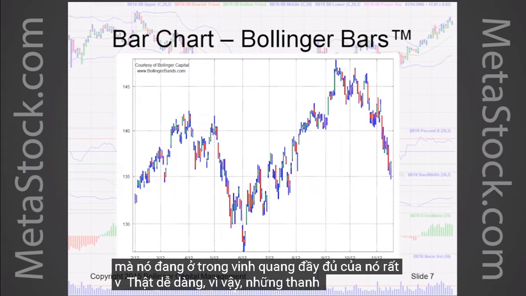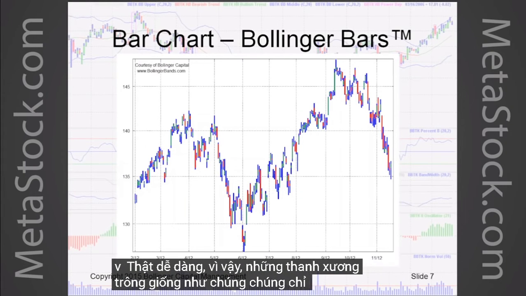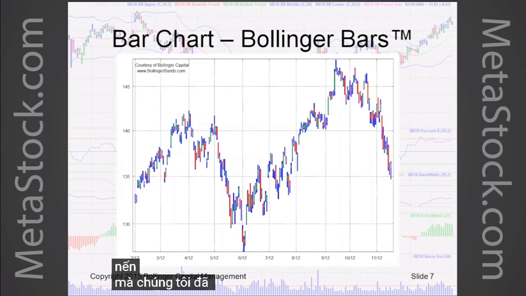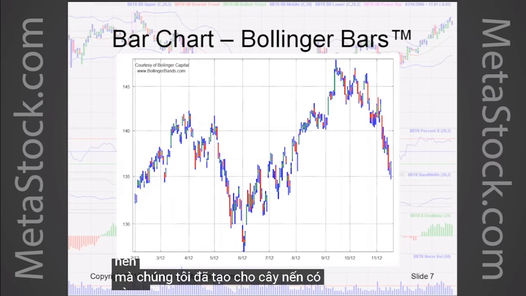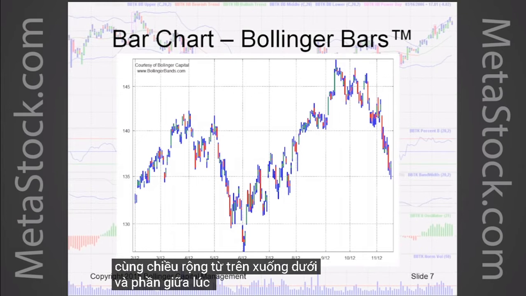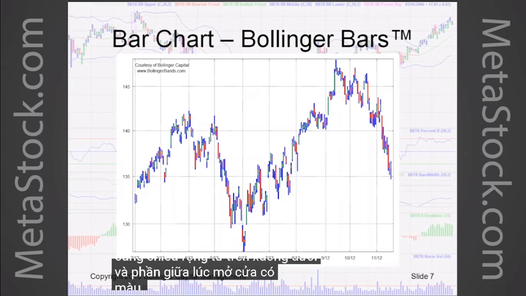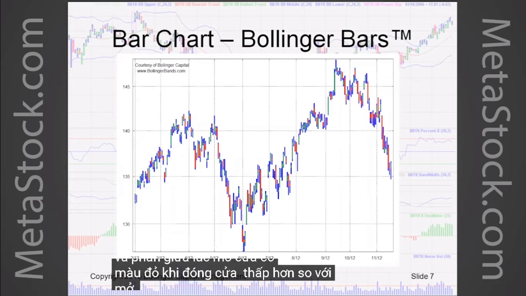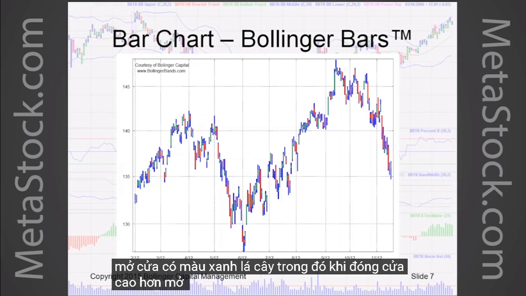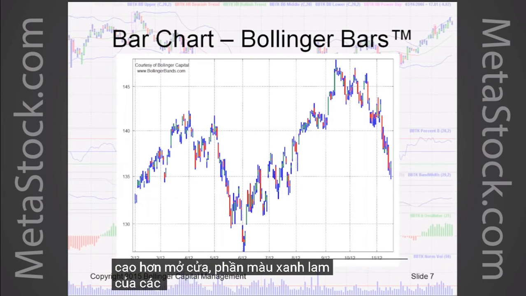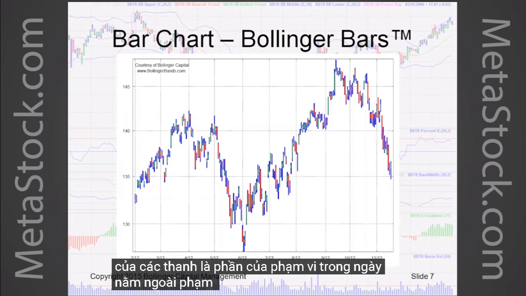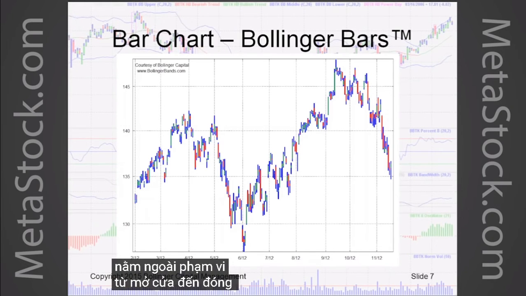So this is what Bollinger Bars look like. They're simply candlesticks where we've made the candle the same width from top to bottom, and the portion between the open and close is red when the close is lower than the open, and green when the close is higher than the open. The blue portion of the bars is that portion of the day's range that is outside of the range from the open to close.